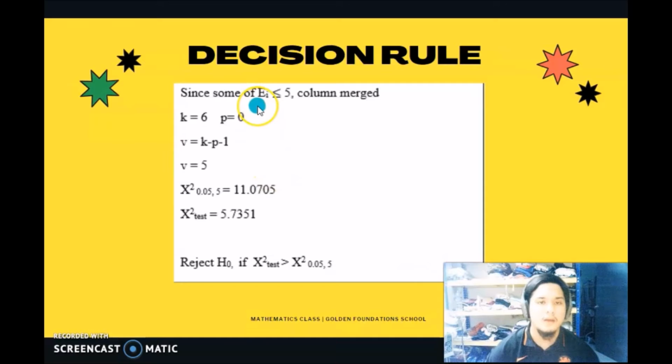For the decision rule, some of the expected frequencies are below 5, so some columns are merged. You can calculate that the categories after the merging, we got K is 6. So for the degrees of freedom, we can calculate it. We got 5. So this is the critical value for alpha 0.05 and degrees of freedom 5, 11.04705. For the chi-square test value, when we add up, we got 5.7351. To be noted that we reject H naught if the chi-square test value is higher than the critical value.